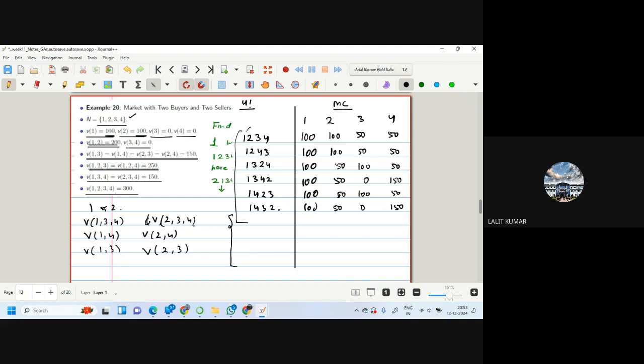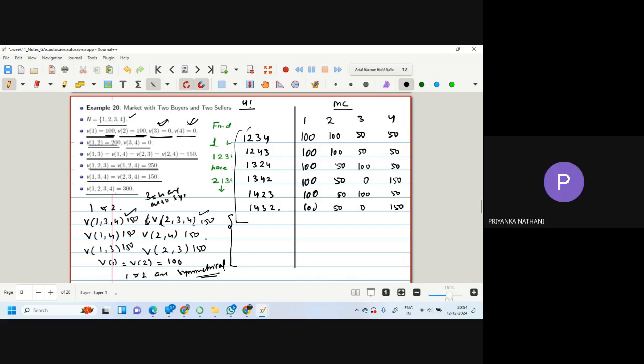So check, yes. V134 is 150, V234 is also 150. V14 is 150, V24 is also 150, V13 is also 150, and this is also 150. And V1 is equal to V2 is equal to 100. So it means 1 and 2 are symmetrical. Similarly, I can find out for V3 and V4. And if you do the exercise, you will find 3 and 4 also symmetrical.